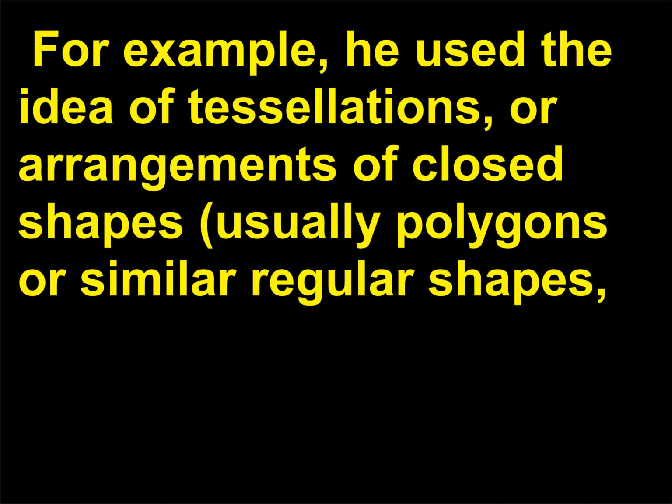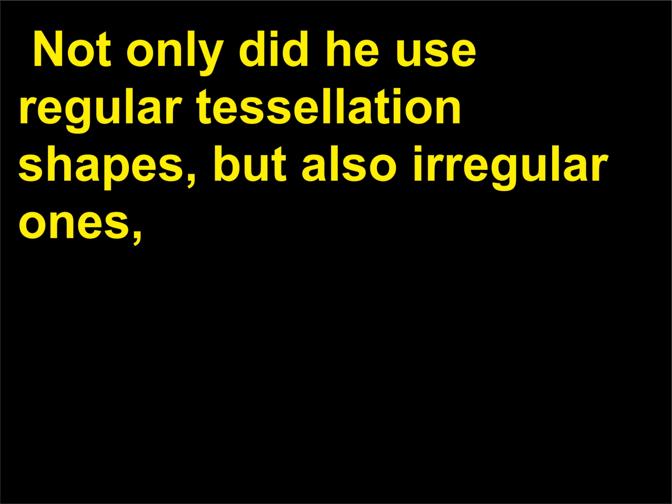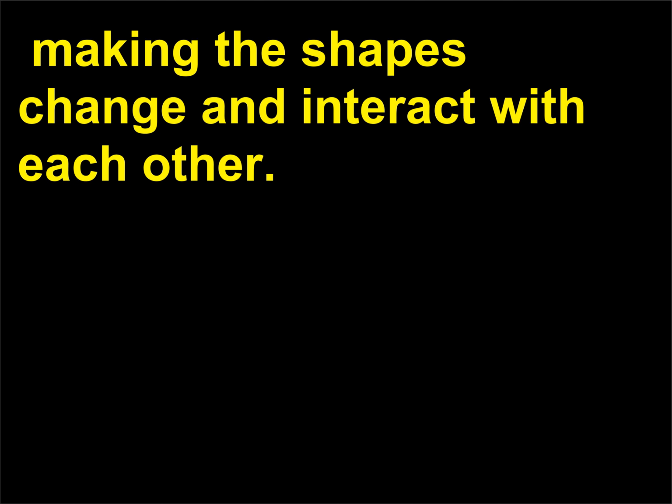For example, he used the idea of tessellations, or arrangements of closed shapes, usually polygons or similar regular shapes, like those used on a tiled walkway, that cover the entire plane without overlaps or gaps. Not only did he use regular tessellation shapes, but also irregular ones, making the shapes change and interact with each other.